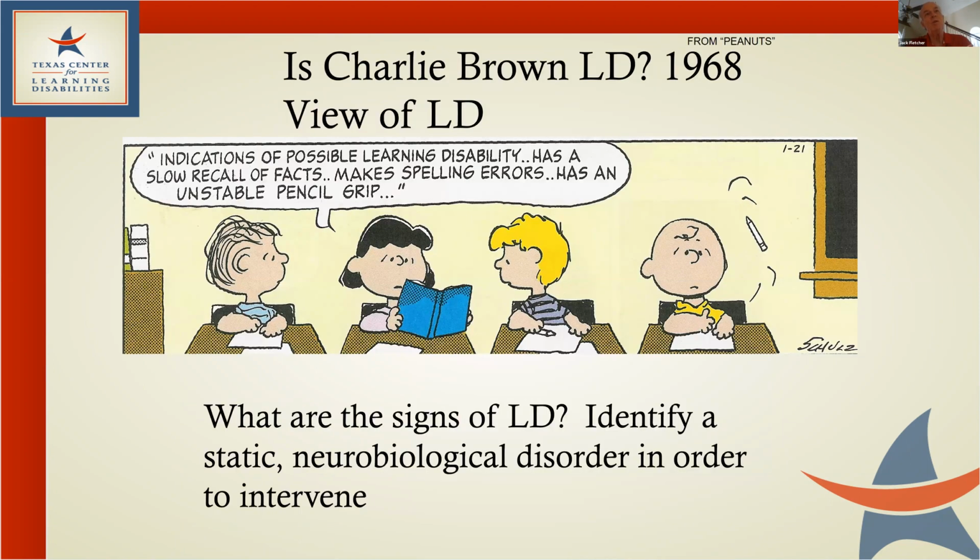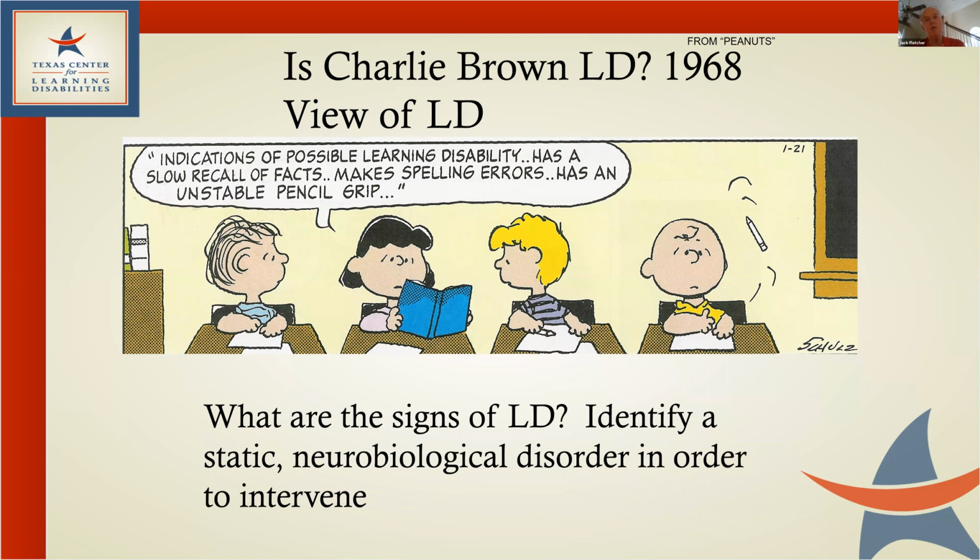This is a cartoon that you'll all recognize, where Lucy is reading a scholarly journal. It's probably Ladies' Home Journal or Reader's Digest or the Men's Muscle Quarterly, something like that. It says, indications of a possible learning disability: has a slow recall of facts, makes spelling errors, has an unstable grip. It's a method that is based on understanding the signs of a learning disability, where you identify static, and I emphasize the word static because learning disabilities are not static.